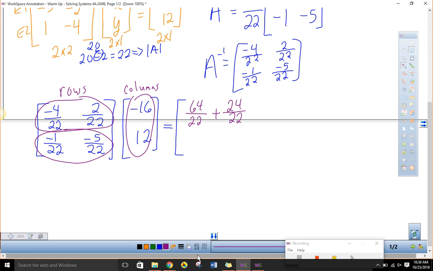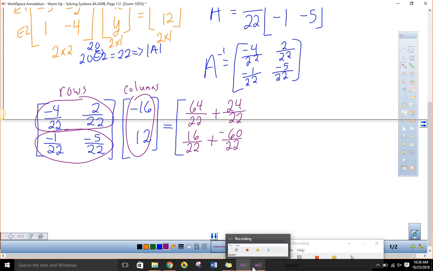Okay. How about my next row? 16 over 22 plus 60 over 22. You don't want to add anything to this? Negative. Why is this negative? Because there's a negative here. If you watch the recording from 4B, we did not catch that, and we had a nice little discussion of figuring out where our mistake was. It's always a negative.